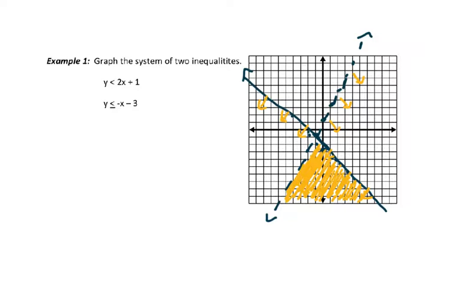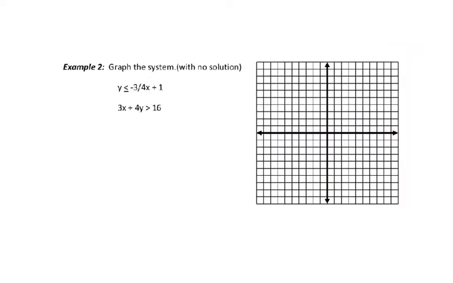All right, let's move on to our next example. Well, the first one's in y form, but the second one's not. So let's start with the first one. This one is less than or equal to, so a solid line, negative 3/4 x, that's our slope, plus 1. Let's start at plus 1. Go to plus 1, put our dot.